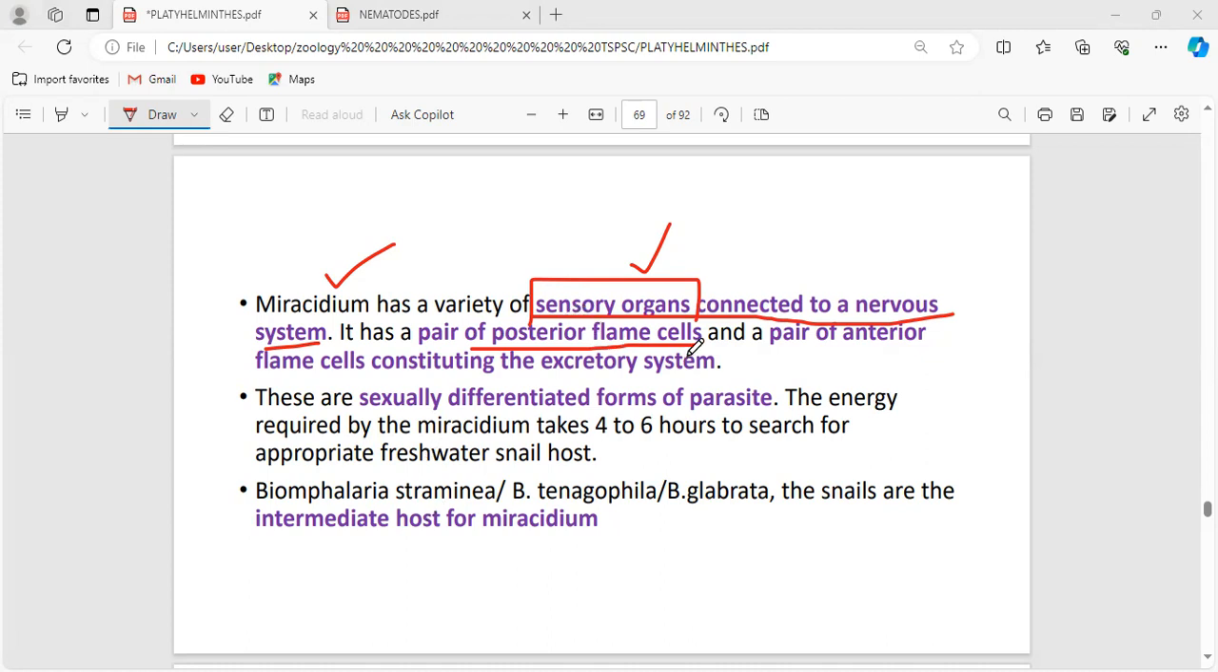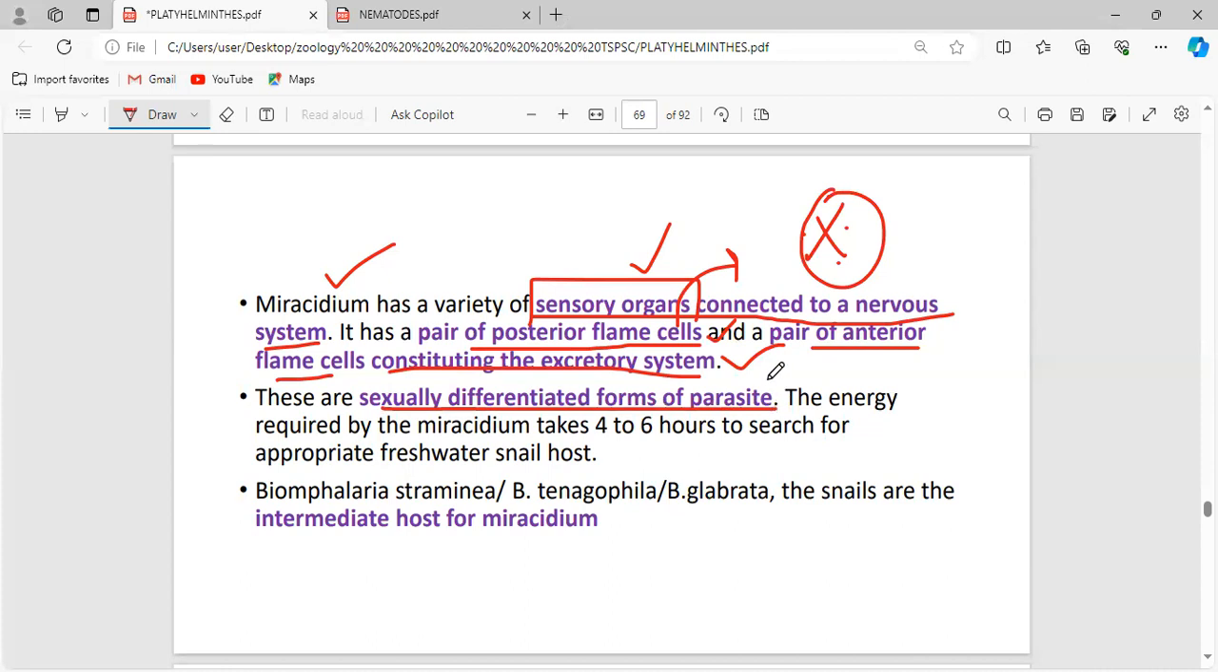What is their function? Very good, excretion. Flame cells are present only in the phylum Platyhelminthes. This can also be asked in the question. And what is their function? Excretion is their only function. Clear? So this is the most important point when it comes to the phylum Platyhelminthes. As Schistosoma comes under the phylum Platyhelminthes, obviously the excretory cells present in Schistosoma are flame cells. And it has a pair of posterior flame cells and a pair of anterior flame cells constituting the excretory system. These are sexually differentiated forms of a parasite.